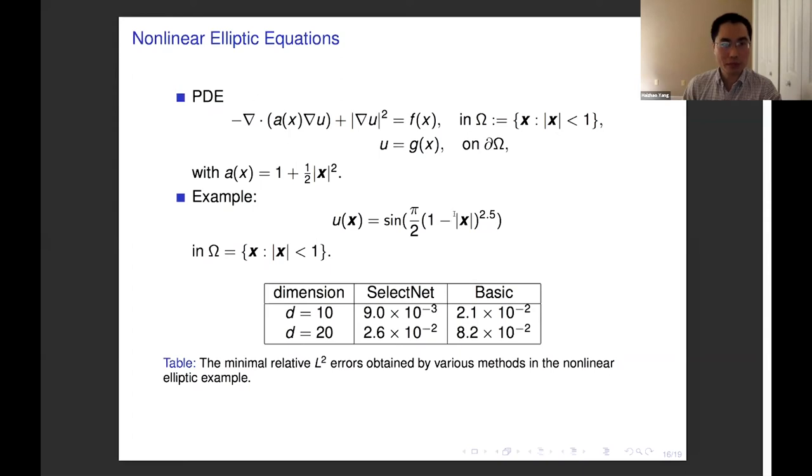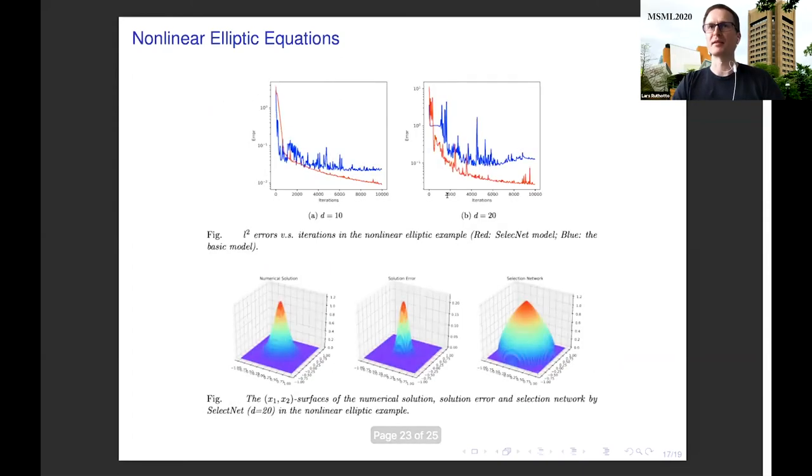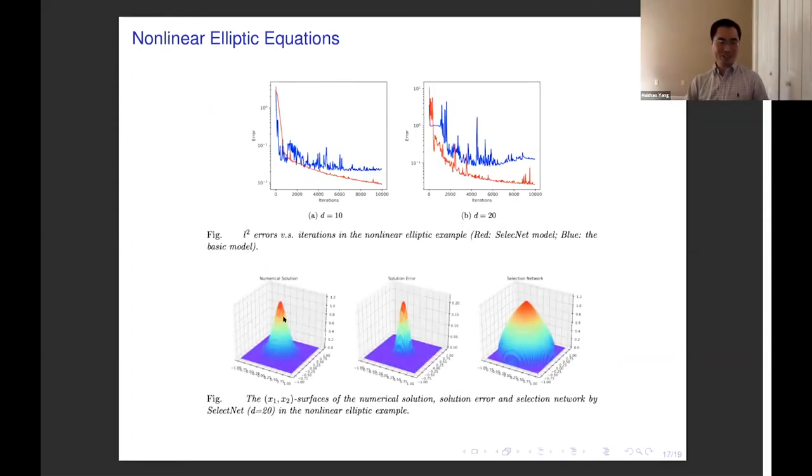Time to move to the conclusion sooner rather. Okay, the conclusion is that the selection network can identify where we have large error and improve the convergence. Thanks.